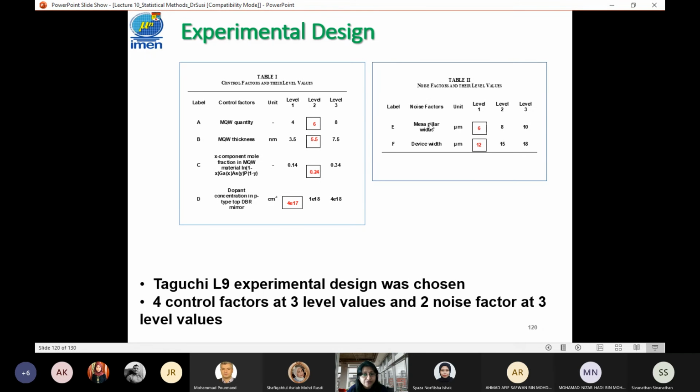So in terms of noise factors, since it is using the CVD method, it's very hard to control the pillar width and also the device width. It is out of control sometimes. And so these are the nominal values, initial values. So 4 control factors, 3 levels, 2 noise factors at 3 levels.